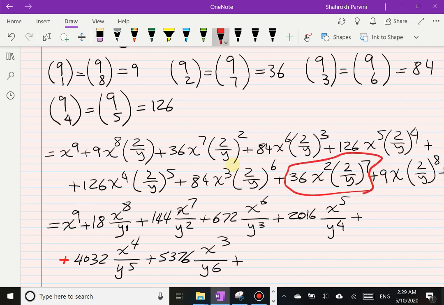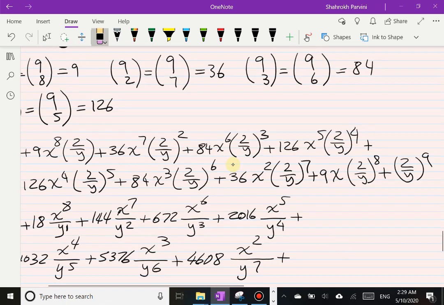The next one is going to be this one. 2 to the 7th. Well, 2 to the 7th is 128 times 36. That's 4,608 times, it's going to be x squared and then y to the 7th. And almost done, folks. Hold on. And all good things come to an end, including the binomial theorem.